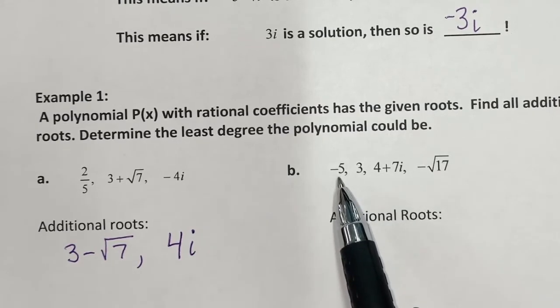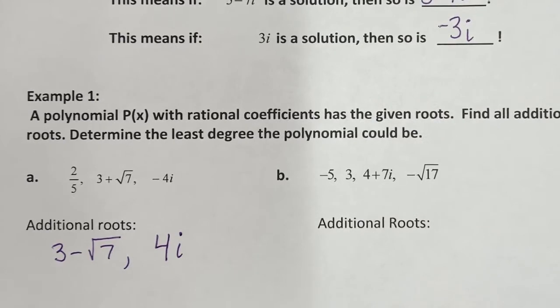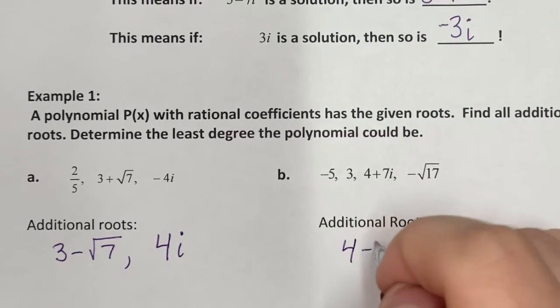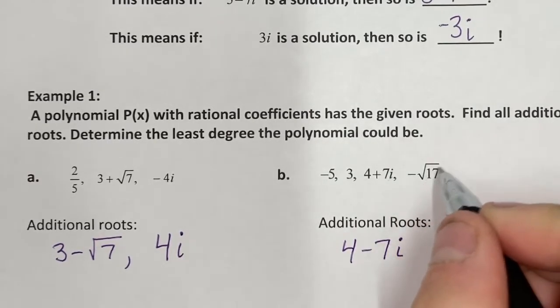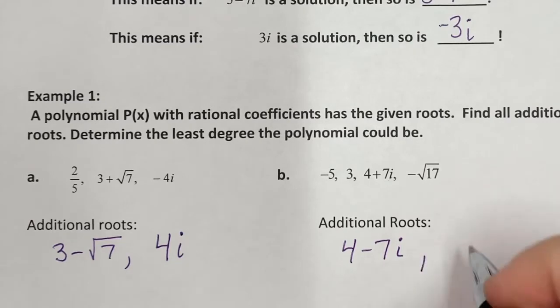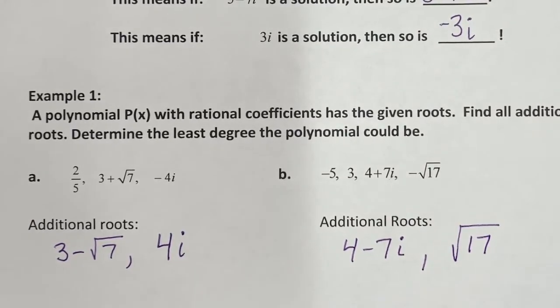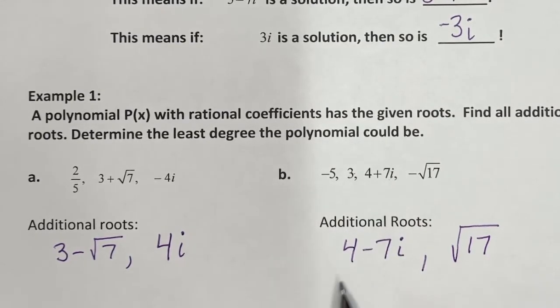Negative 5 is a rational number. It does not have any additional roots. 3 is a rational number. It does not have any additional roots. 4 plus 7i is an imaginary number, so 4 minus 7i would be an additional root. Negative square root of 17 is irrational, so it would have an additional root, the positive square root of 17. We would count the number of roots that we have. We had 1, 2, 3, 4 given to us. We knew that there are 2 additional roots, so it would be 6 roots total, so the least degree of this polynomial could be 6.